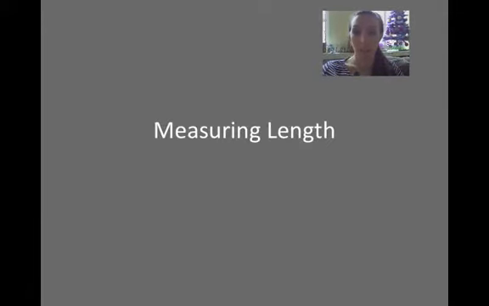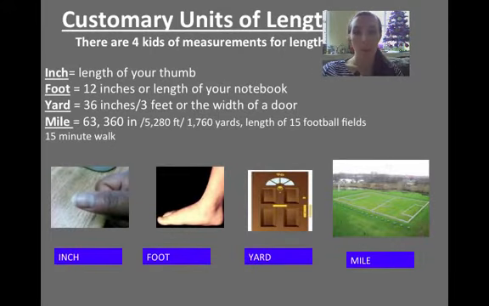Today we're going to be talking about measurement as it relates to length, so how we measure the length of objects. Again, we have to talk about two different systems of units, the customary, which is only used in the United States, and the metric. So we're going to talk about the customary first. These are the measurements that we use in the United States.